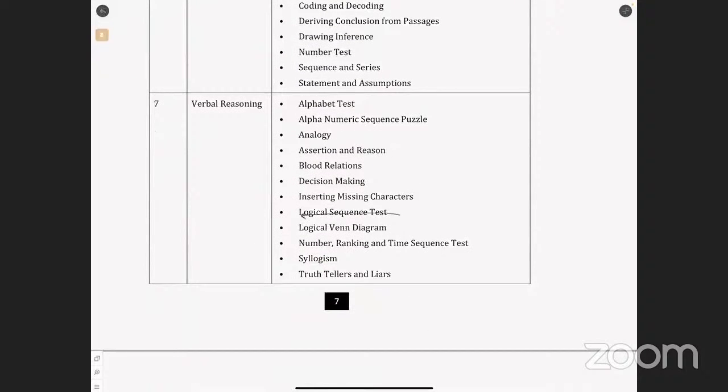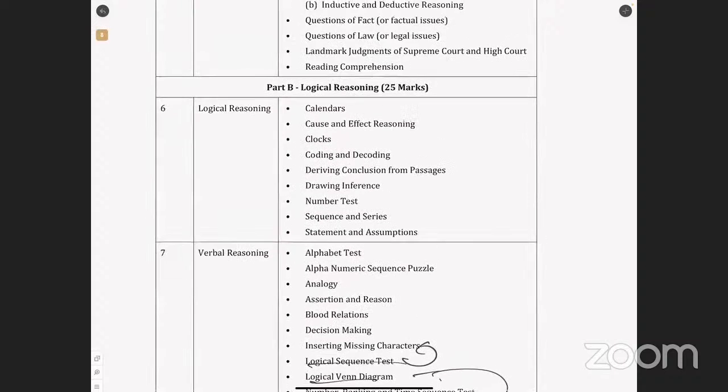Then we have logical sequence test, very similar to what we see in inserting missing characters. A logical Venn diagram, and this particular topic, that is syllogism, can be clubbed together. Number ranking and time sequence test. Once again, these are topics which are similar to the topics which we have already covered in logical reasoning.